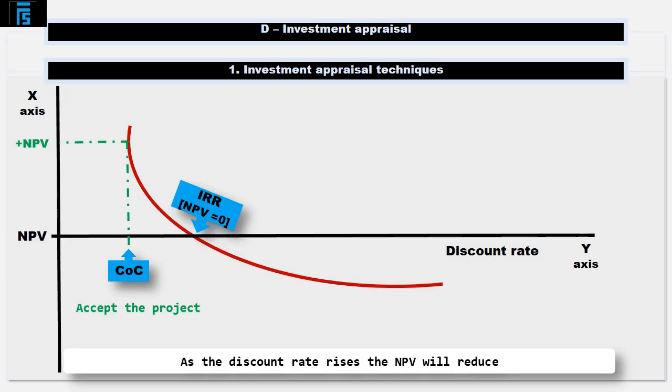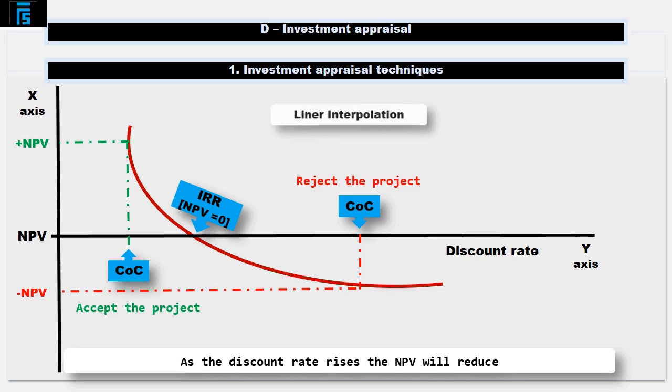Let's see why this is the case on the graph. With similar reasoning, if the IRR is less than the cost of capital, we would reject the project, as this implies that at the cost of capital, the project has got a negative NPV. IRR is sometimes known as the break-even cost of capital, because that is the discount rate at which the project breaks even. In other words, where it has a 0 NPV.